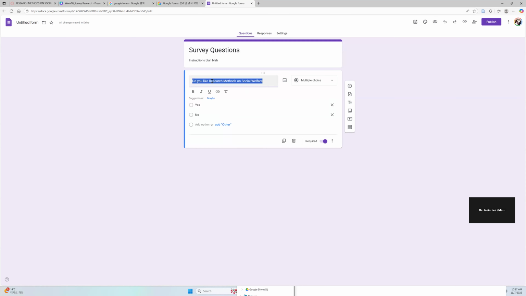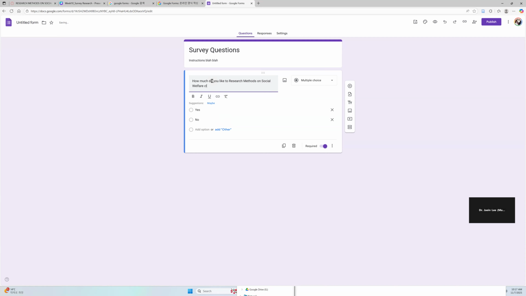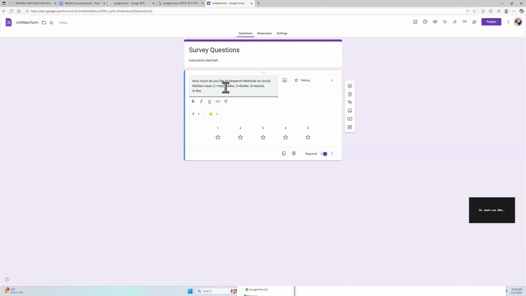Possibly you can change this question to: how much do you like the research in social welfare class? We can make a scale like that, right? So 1, 2, 3, 4, 5, or a rating. One means very dislike. Two means dislike. Three means neutral. Four means like. It's how much you like. Five is very like. Okay.